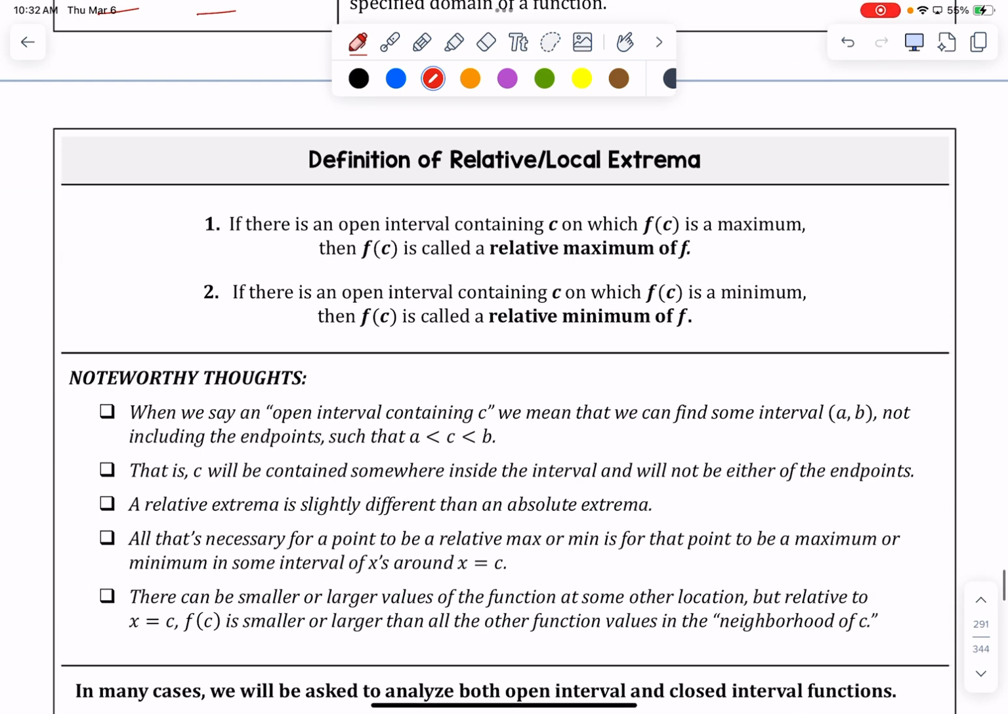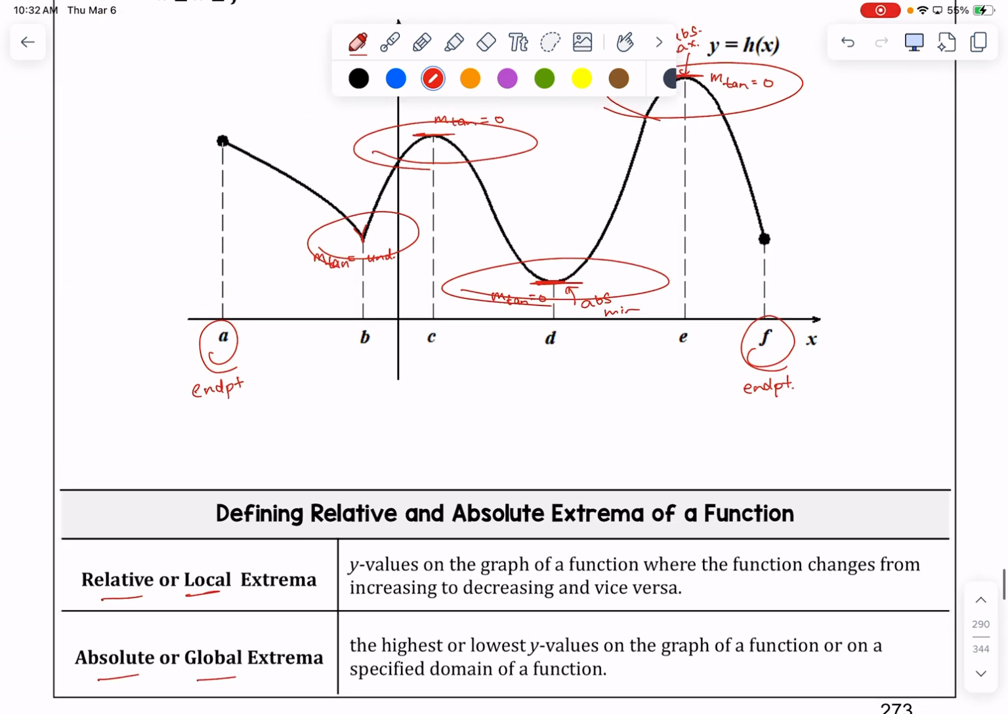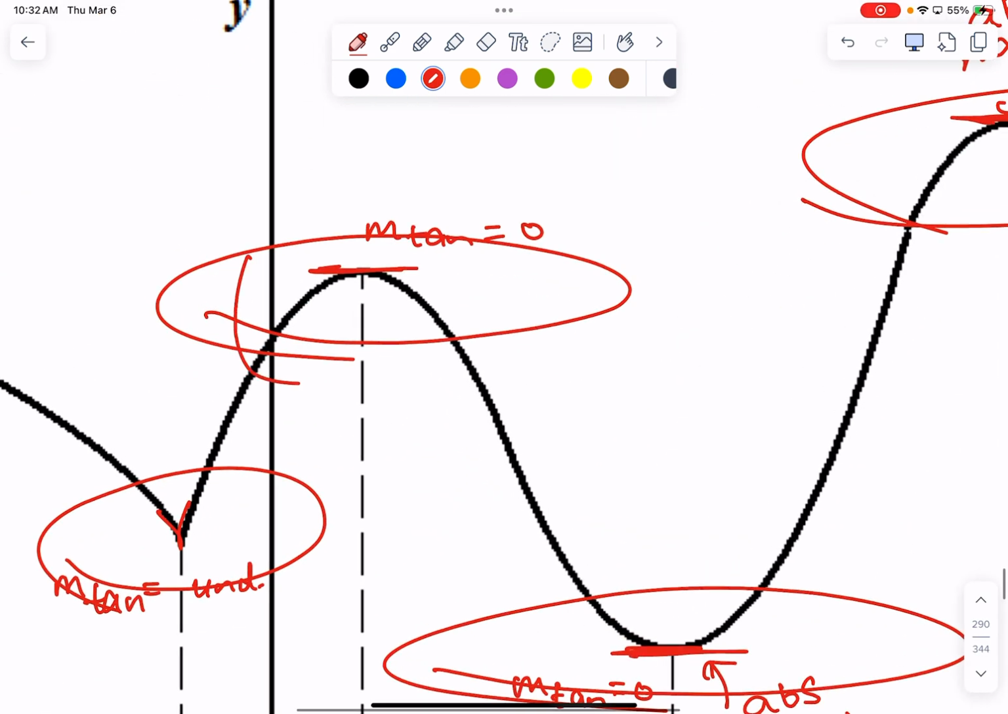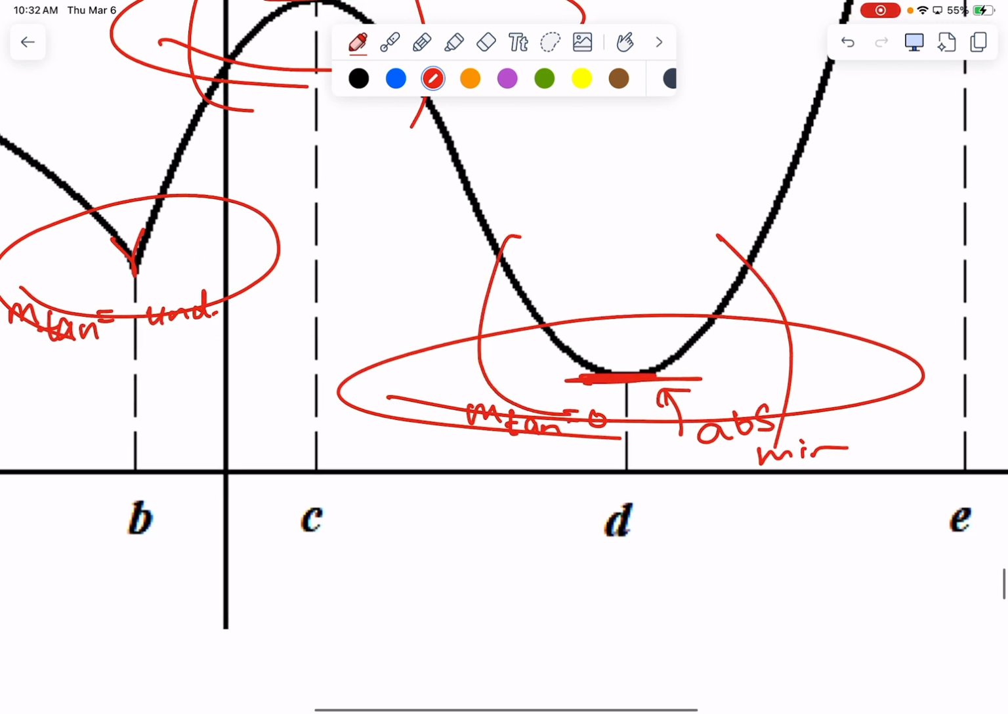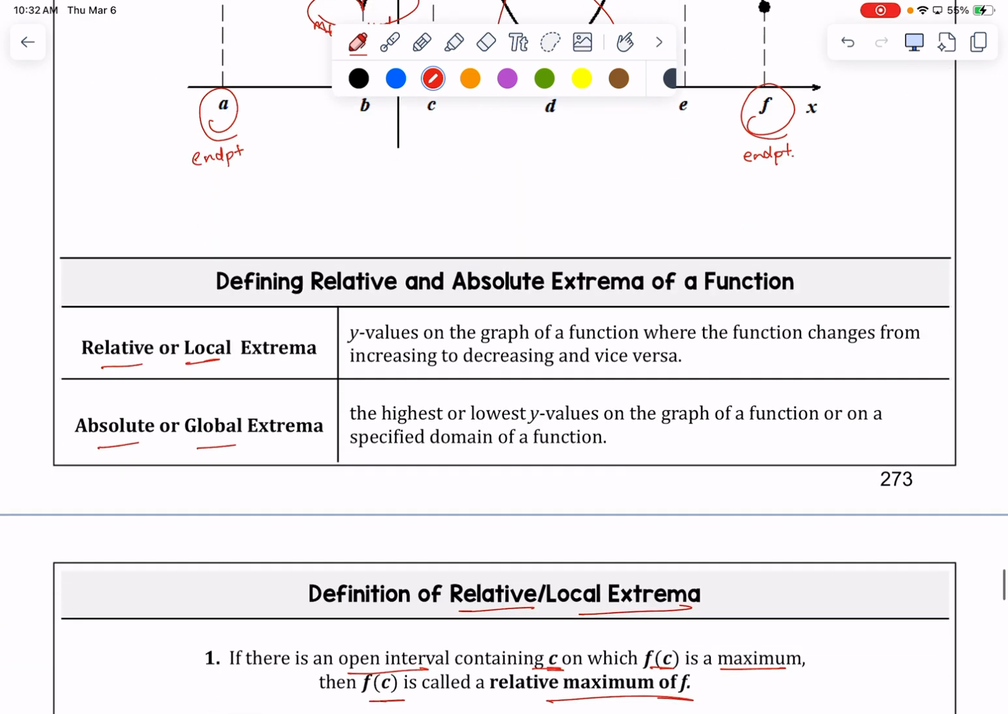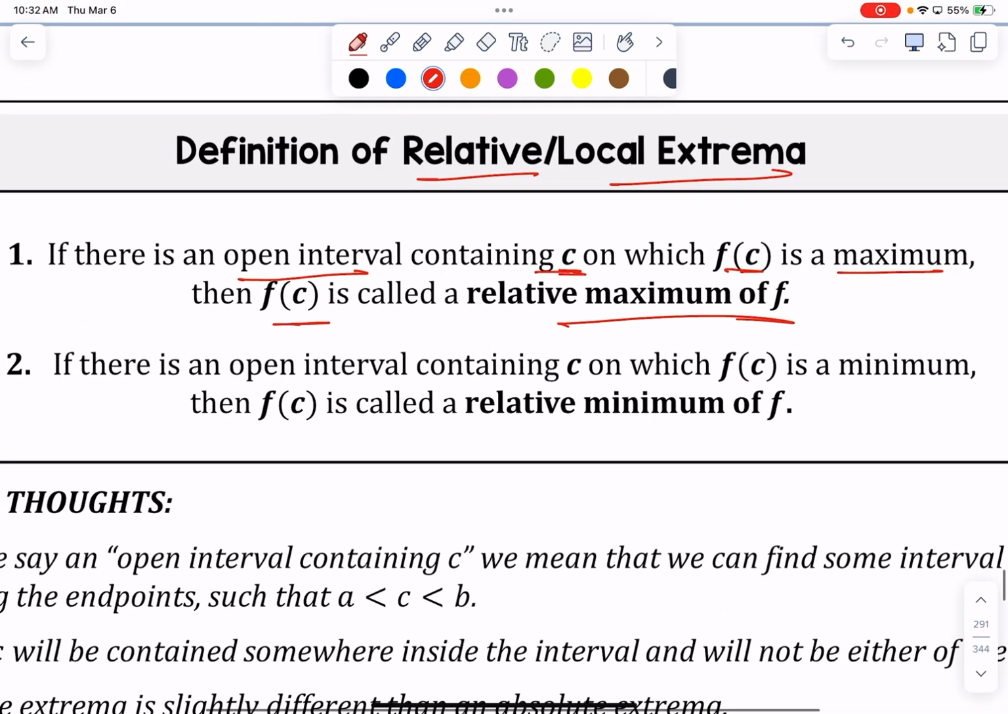Go on to the next page. Definition of a relative or local extrema. If there's an open interval containing C for which f of C is a max, then f of C is called the relative max. So on an interval, if you go back up here, can we find an interval where that value is the largest? Yes. Can you find an interval where that value is the smallest? That's what makes it a relative max or a min. So if there's an open interval containing C where f of C is either a max or a min, then you call them relative maxes or mins. That's not too hard to see.